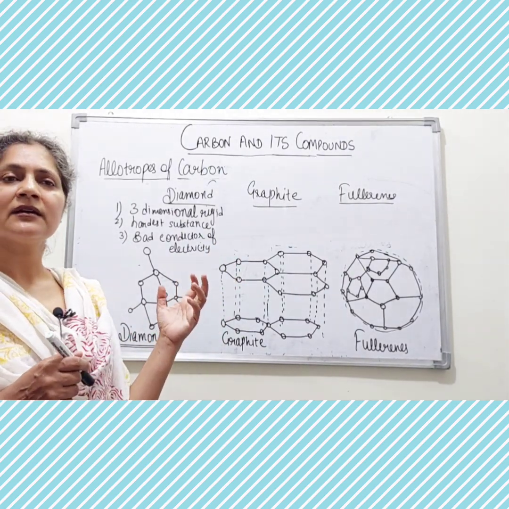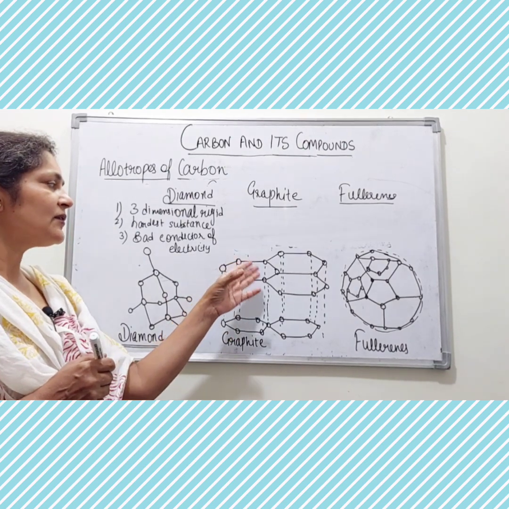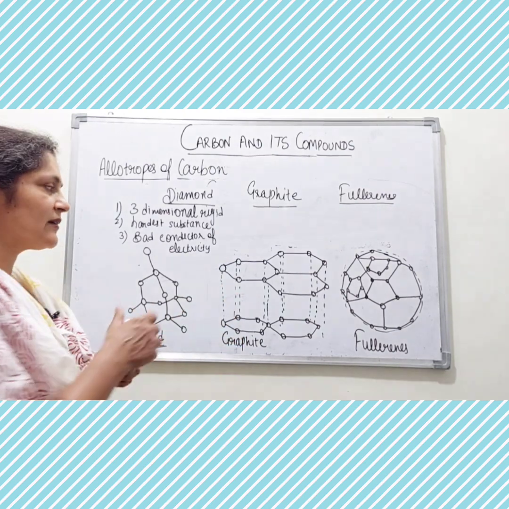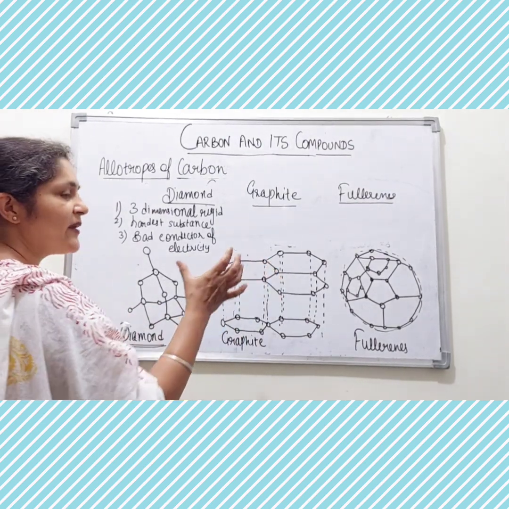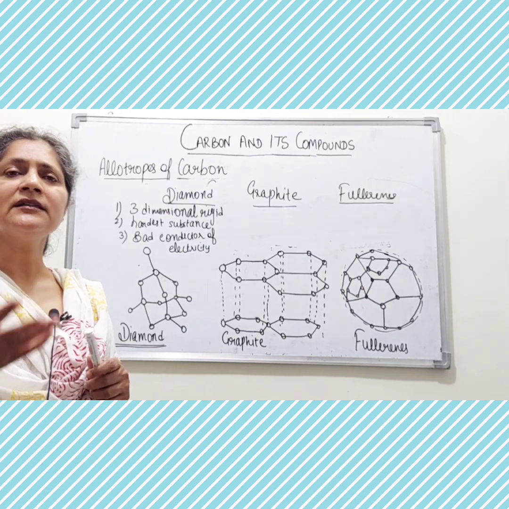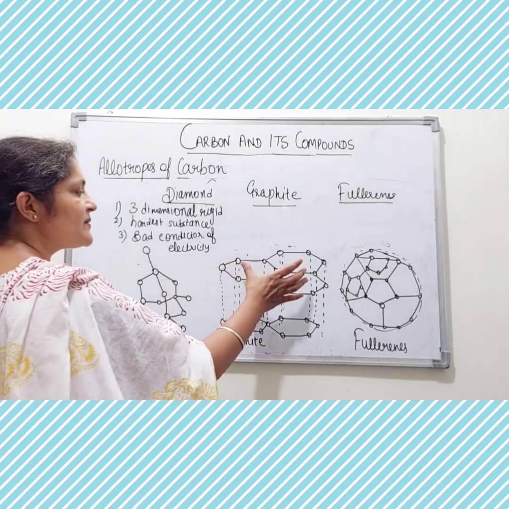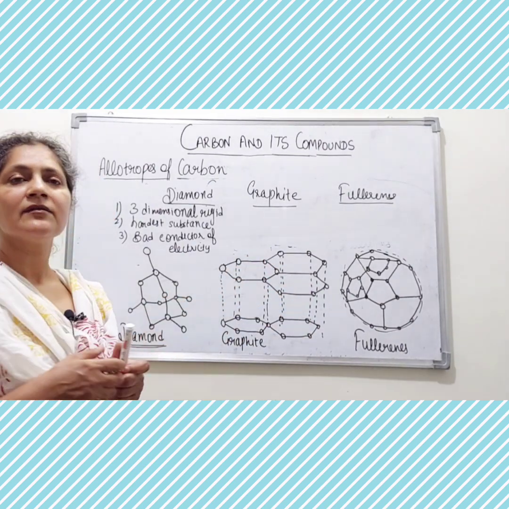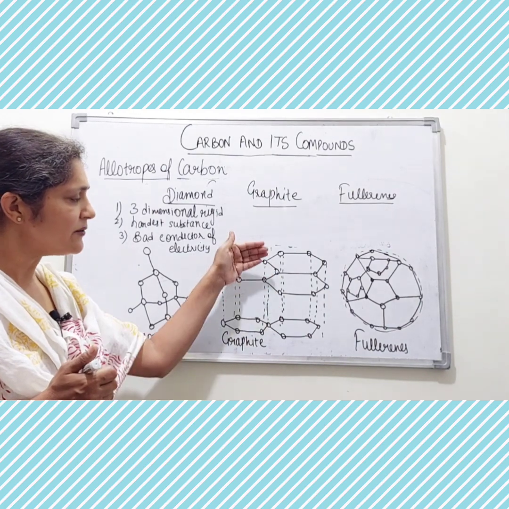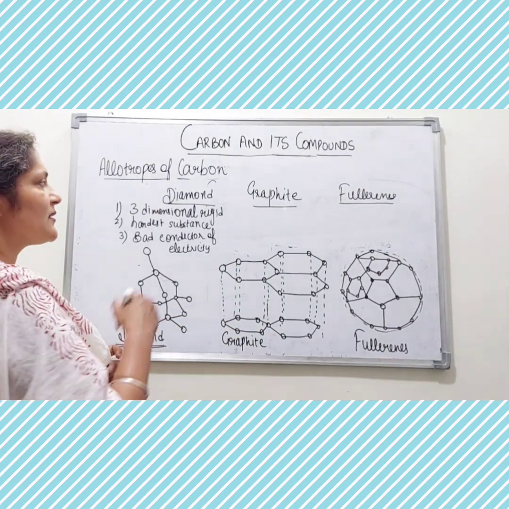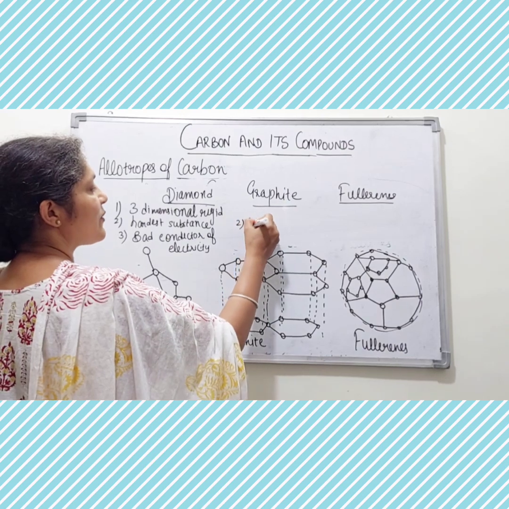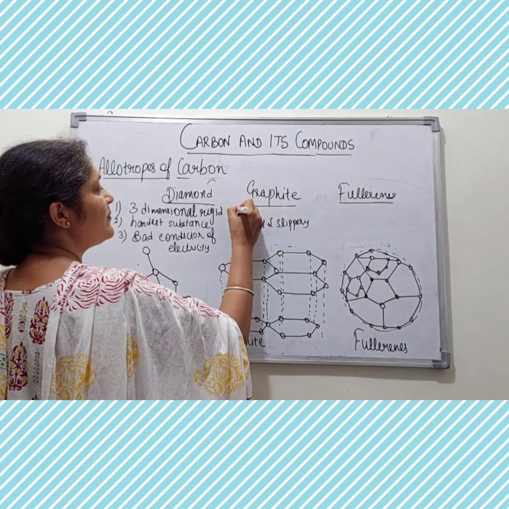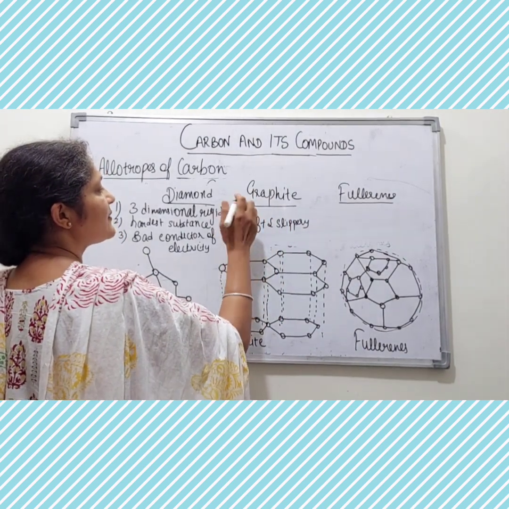Now comes graphite. In graphite, each carbon atom is attached to three other carbon atoms in a hexagonal shape, and these are found in the form of layers. These layers are very flexible and can shift from here to there. This is the reason graphite is very soft and slippery.